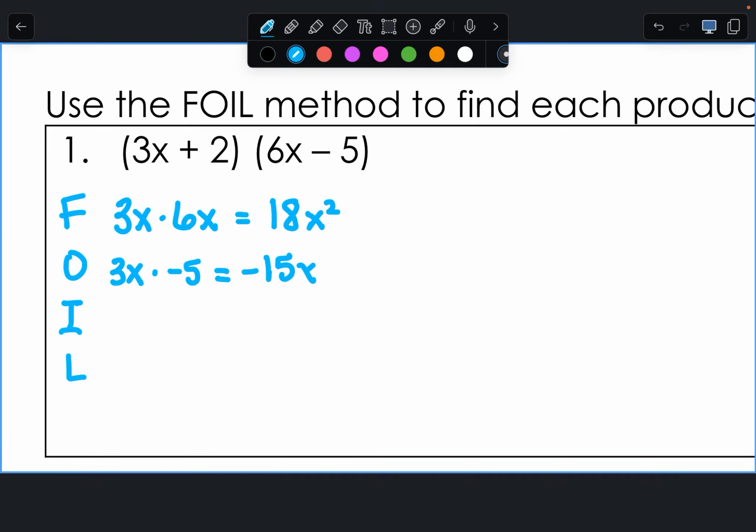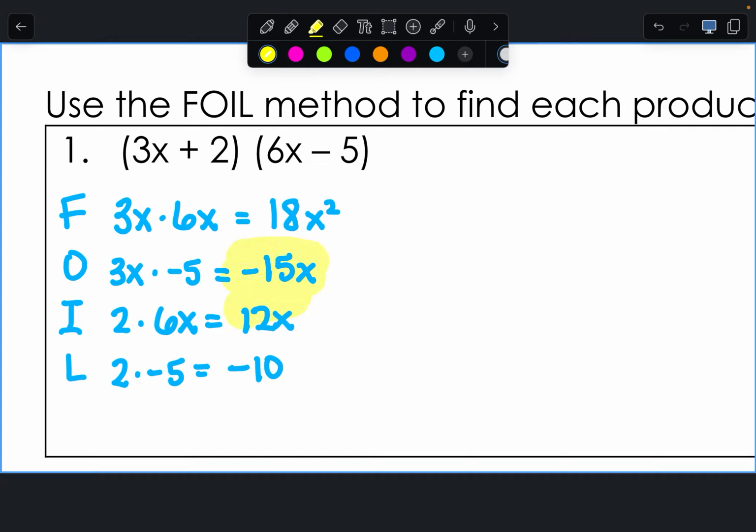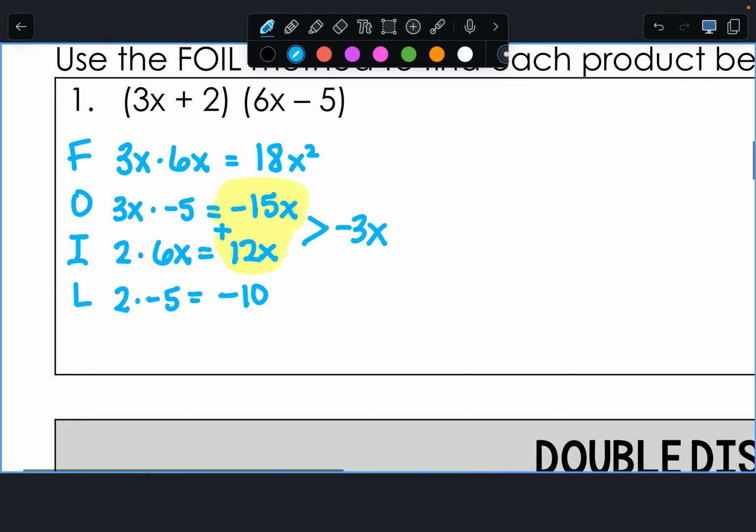I stands for inner. What are the inside two terms? 2 and 6x. And 2 times 6x is 12x. L stands for last. What are the last terms in each binomial? 2 and negative 5. And 2 times negative 5 is negative 10. After that, you combine like terms. Your like terms will always be the middle two terms. You add those middle two terms. So negative 15x plus 12x gives you negative 3x. So our result is 18x squared minus 3x minus 10.